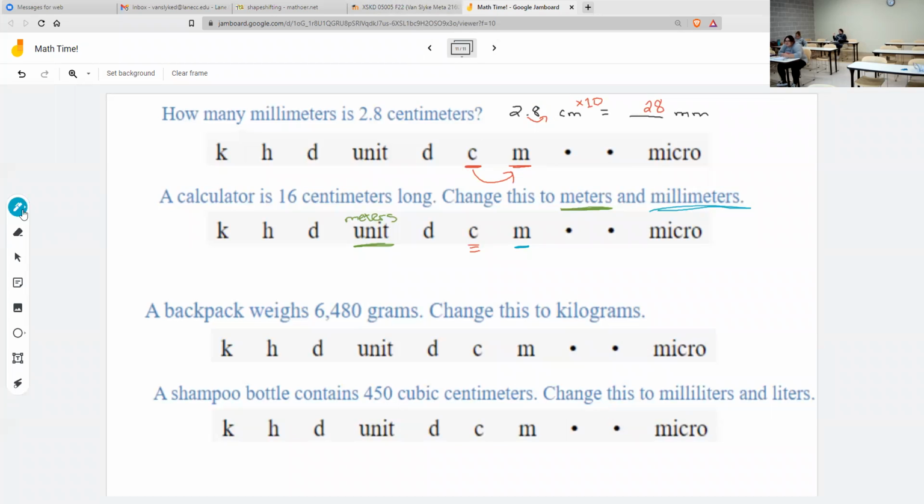So for the plain meters problem, we were going 2 to the left. So if I take 16 and go 2 to the left, I get 0.16 meters. With the millimeters one, I'm starting here and going 1 to the right. So if I started here and went 1 to the right, I would get 160 millimeters. Because remember, if I scoot kind of out into space, I need to put a 0 to make it work, right?